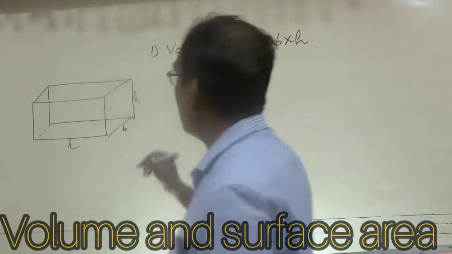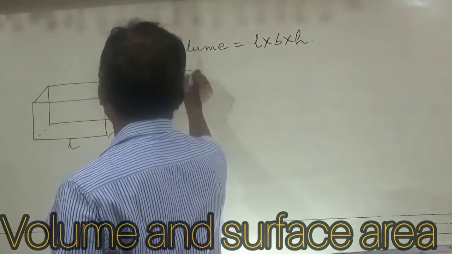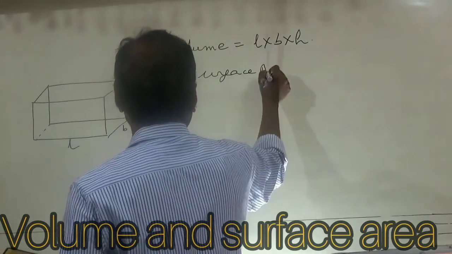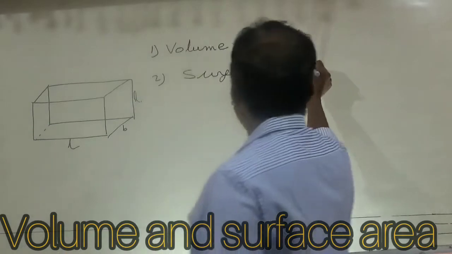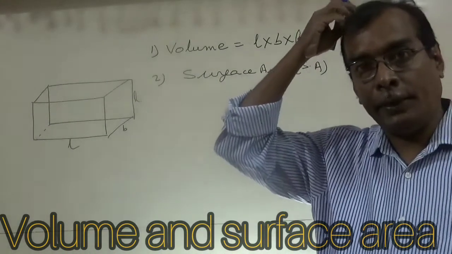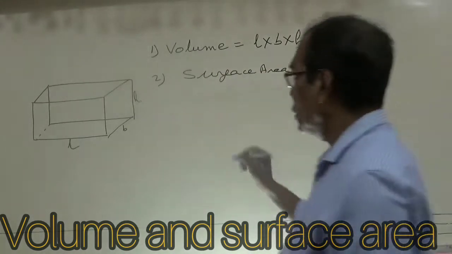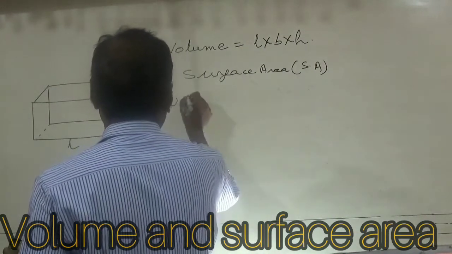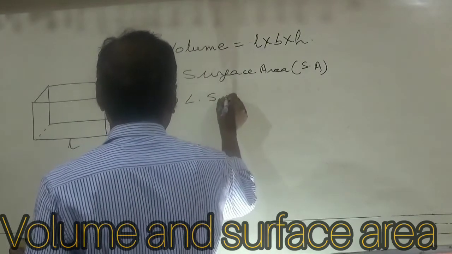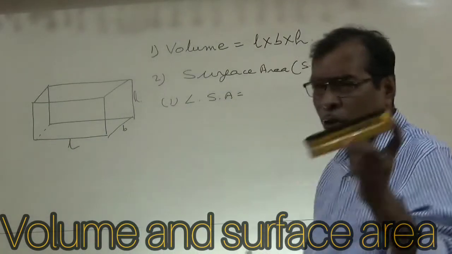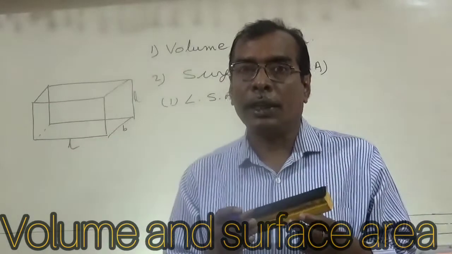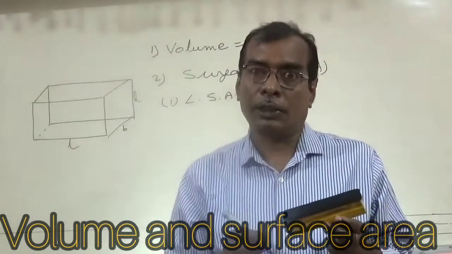Right. Now surface area, number two. Surface area we denote by SA. There are two types of surface area. Number one is lateral surface area, LSA. This is also known as the area of four walls. Suppose it is a room, then the area of four walls is the lateral surface area.